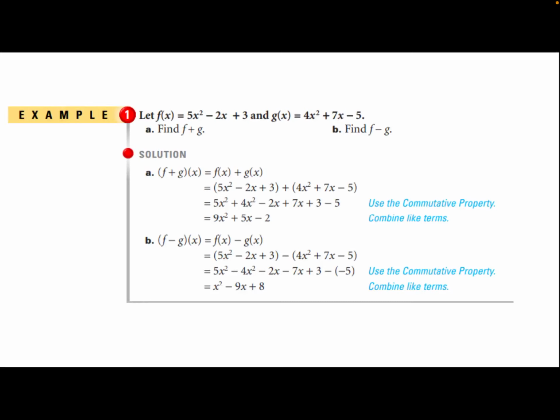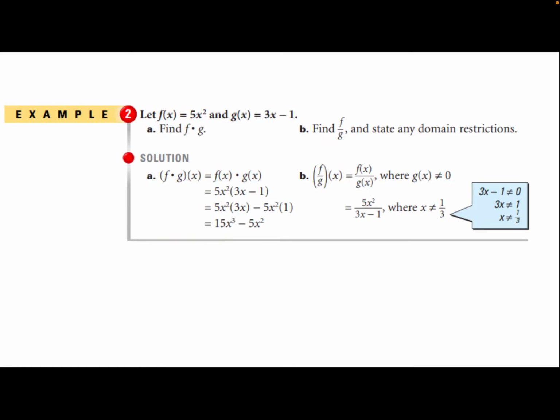For example 1, let f of x equals 5x squared minus 2x plus 3 and g of x equals 4x squared plus 7x minus 5. A, find f plus g. So for this one, you would just add the two expressions together and simplify by combining like terms to get 9x squared plus 5x minus 2. And for B, you would subtract the two expressions and distribute the negative to get x squared minus 9x plus 8 when simplified.